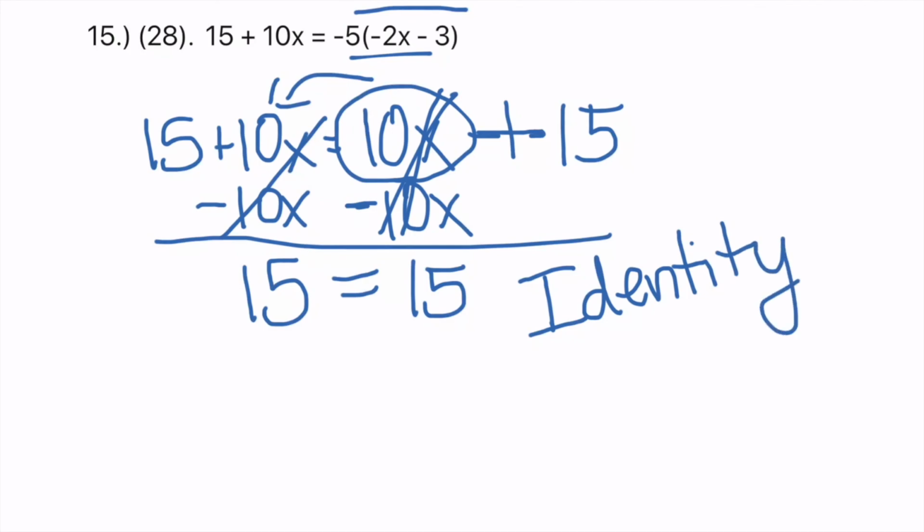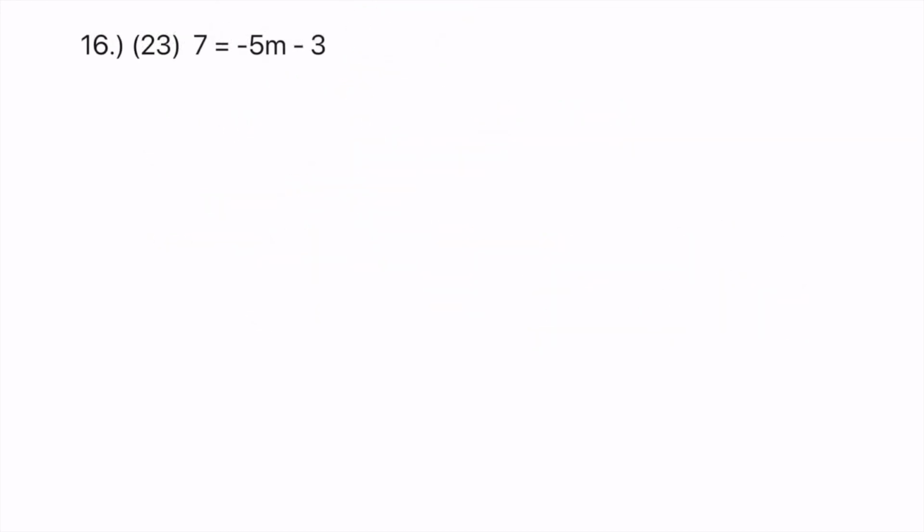If you had gotten something weird like 8 equals 15, it would be no solution. But in this case, since 15 does equal 15, it's identity. Okay, again, we're just solving for m this time. I'm going to write this a little bit bigger.